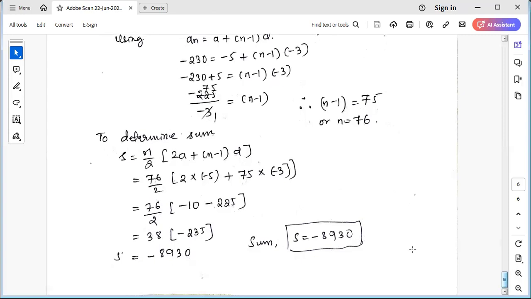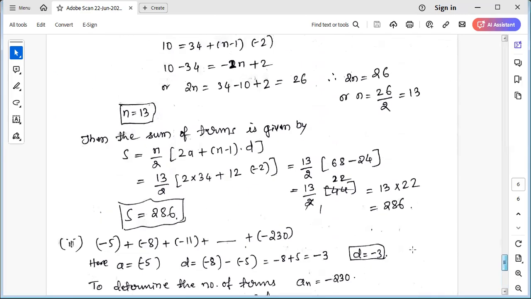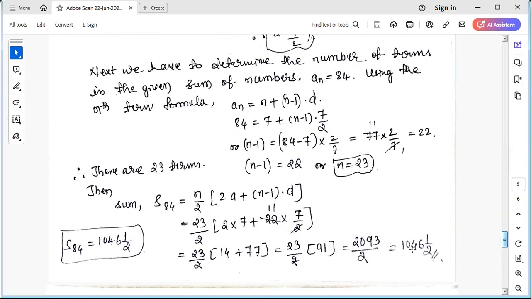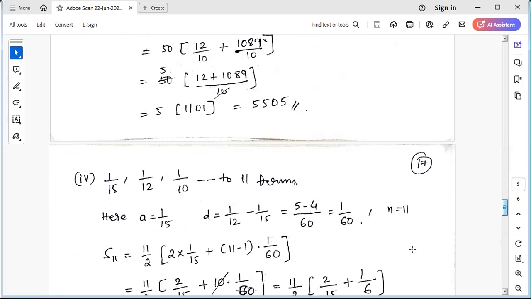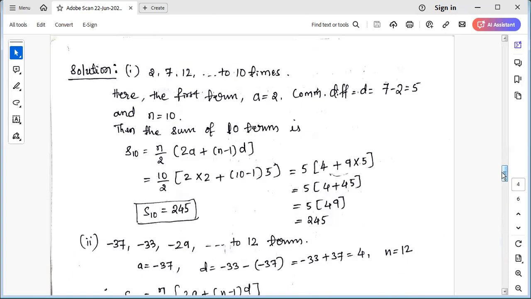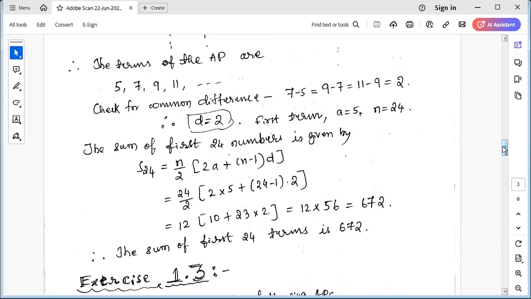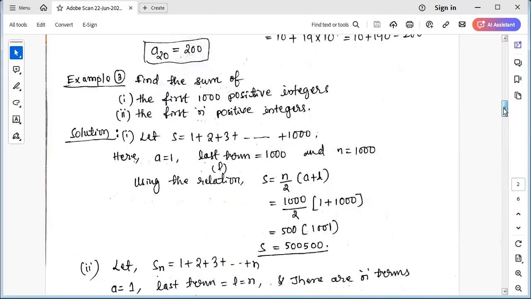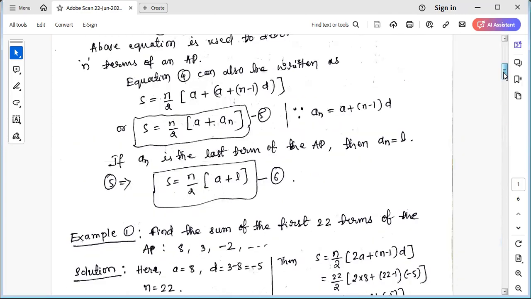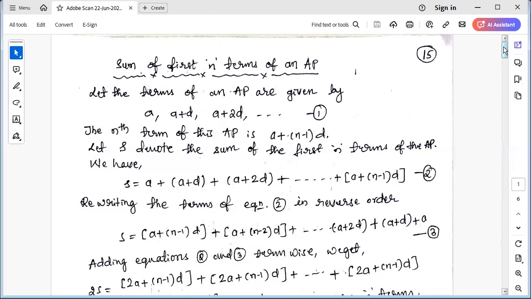So here the problems are a little bit tricky, and what is given and what is to be found, you have to understand very carefully, then only you can do the sums. So next, I am going to continue this exercise 1.3 and we will solve all the problems.